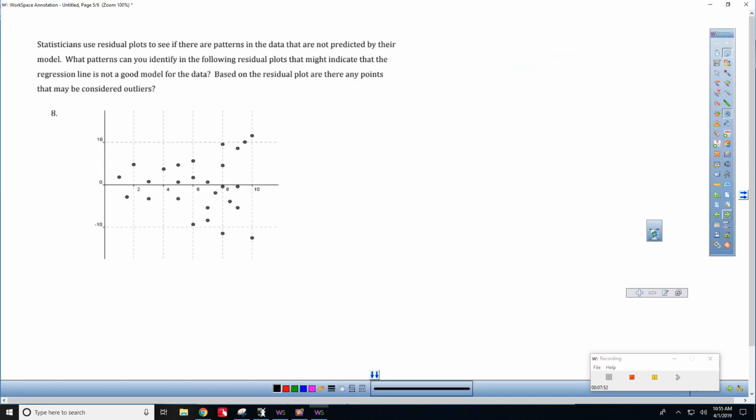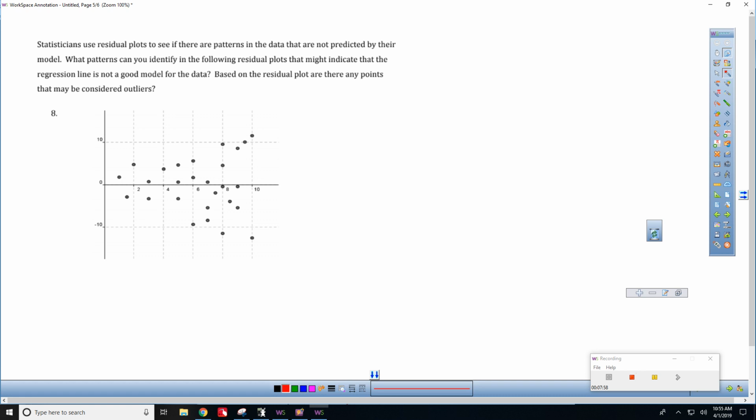All right. So statisticians use residual plots to see if there are patterns in their data that are not predicted by their model. What patterns can you identify for the following plot? Indicate whether the regression line is not a good model for the data. Based on the residual plot, are there any points that might be outliers?